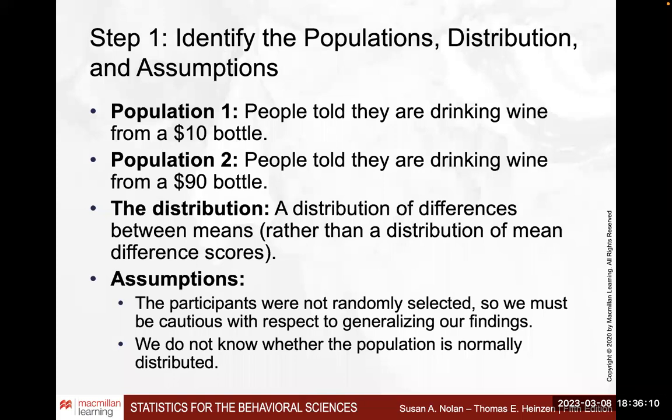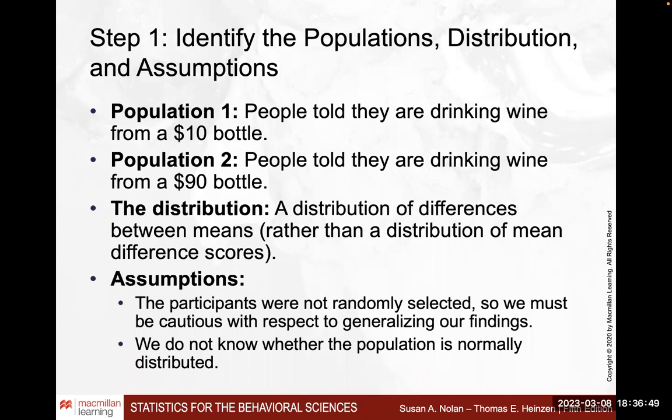So in population one, people are told that they're drinking wine from a $10 bottle. In population two, they're told they're drinking wine from a $90 bottle. The distribution here is the distribution of the differences between means rather than the distribution of mean difference scores. That's the difference. The distribution of mean difference scores would be the paired sample t-test. Now we have a distribution of differences between means in little subsamples that we have randomly drawn from our two samples of wine drinkers.